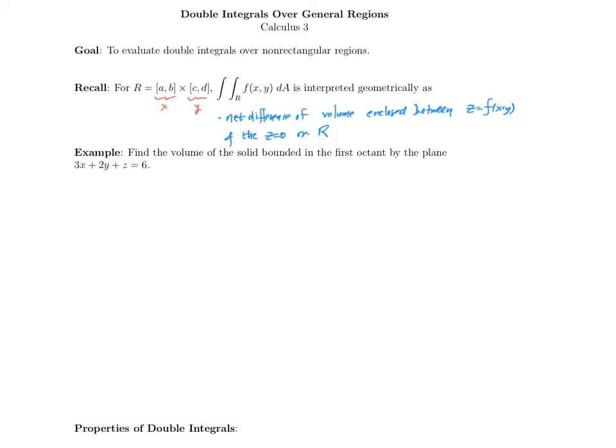In this first video investigating double integrals over general regions, I really just want to point out the limitation of thinking about only integrating over rectangles, especially when we're trying to calculate something like an enclosed volume. And a typical question we are going to encounter over and over again throughout this entire chapter is to find the volume of a solid that we described for you. In this example, we are asked to find the volume of the solid bounded in the first octant by the plane 3x plus 2y plus z equals 6.